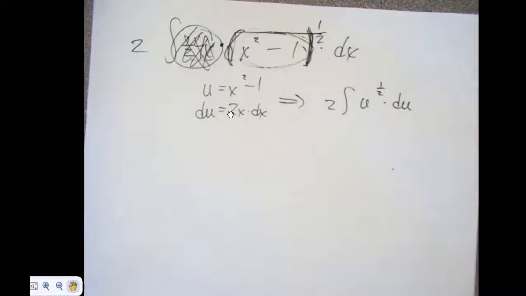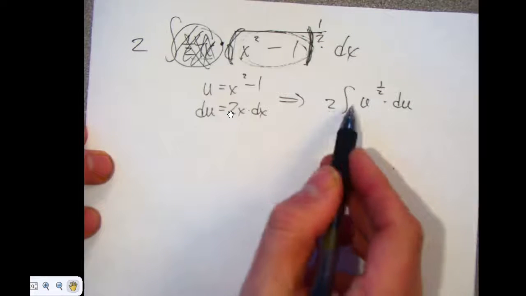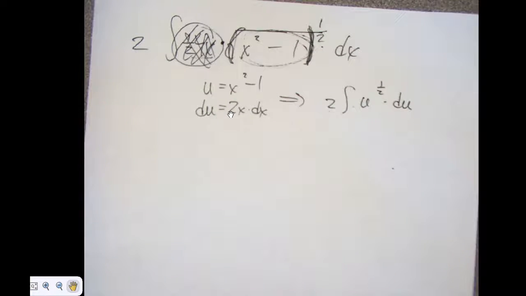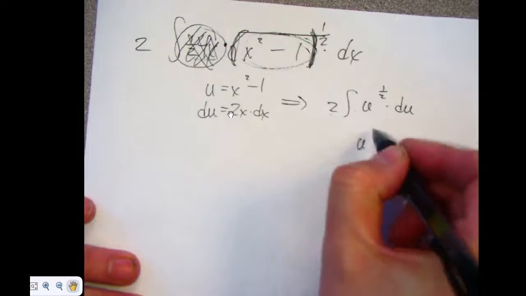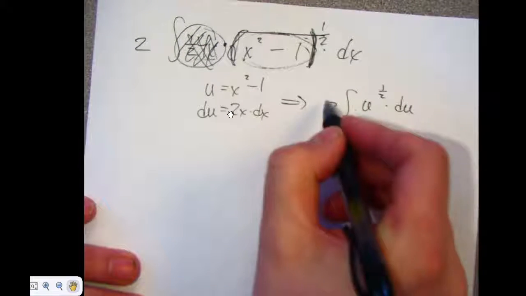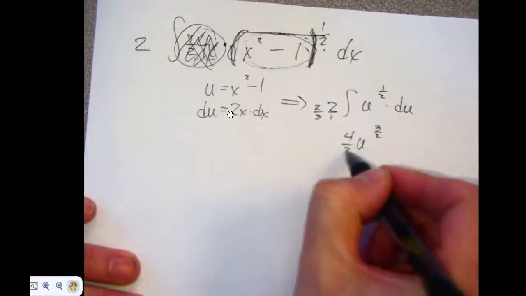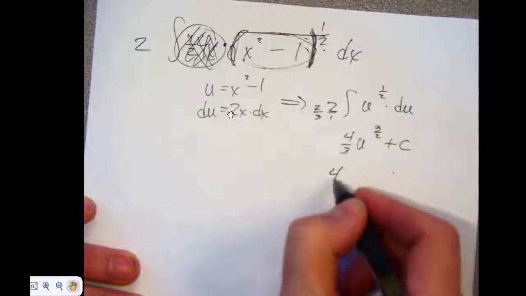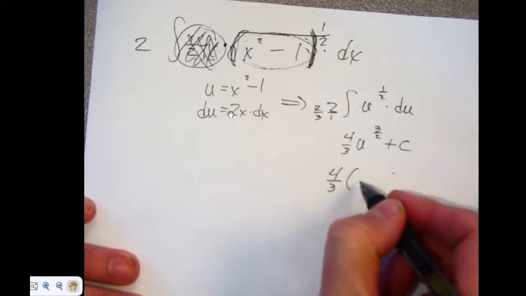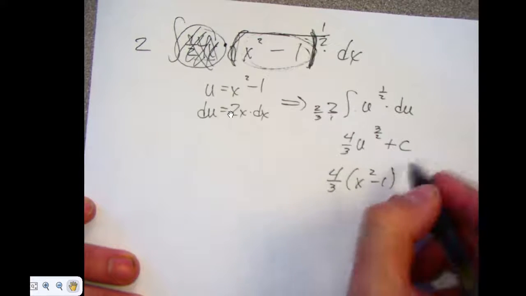times du. And if you balance it out now instead of earlier, your 2 would just be on the inside, but that doesn't matter. Like 2 on the inside, 2 on the outside are the same idea. And then I would add 1 to the power, multiply by the reciprocal, so 2/3 times that 2 that's already out there is 4/3. Then you're going to put the x squared minus 1 back in.